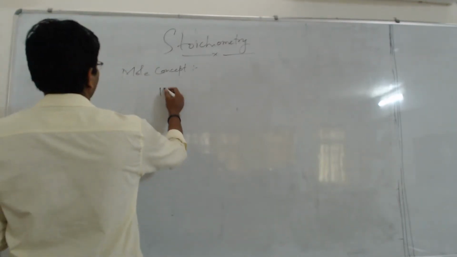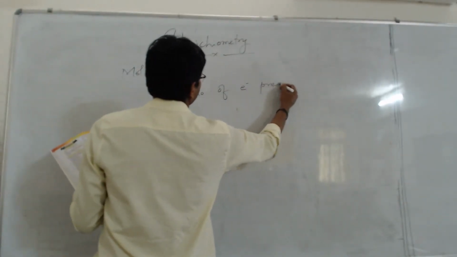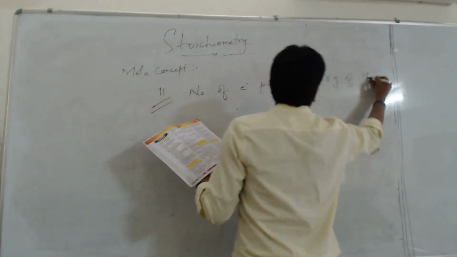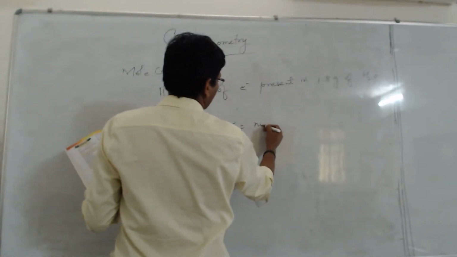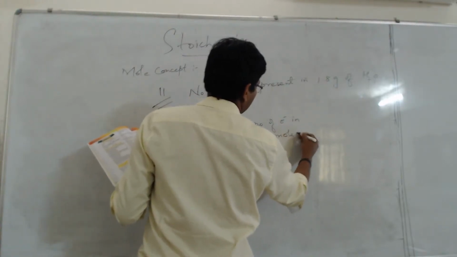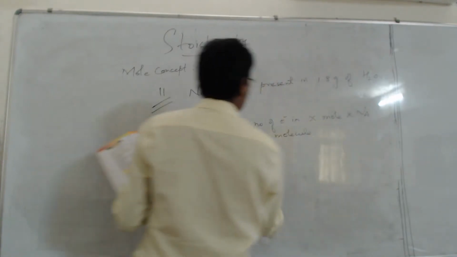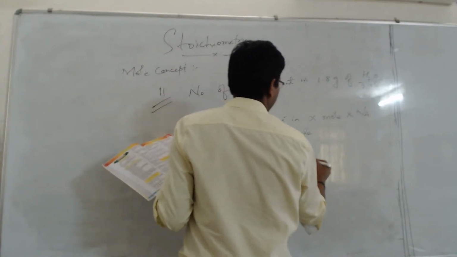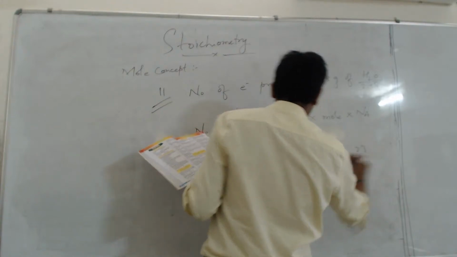Question number 11. Number of electrons present in 1.8 gram of water. So number of electrons equals number of electrons in one molecule into moles into Avogadro number. Number of electrons in one molecule is 2 plus 8, that is 10. Moles is 1.8 upon 18, into Avogadro number 6.022 into 10 to the power 23.